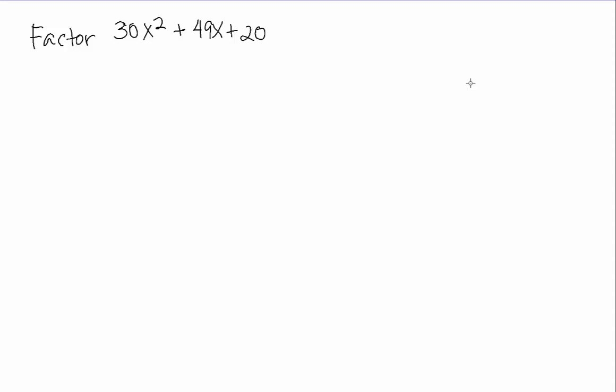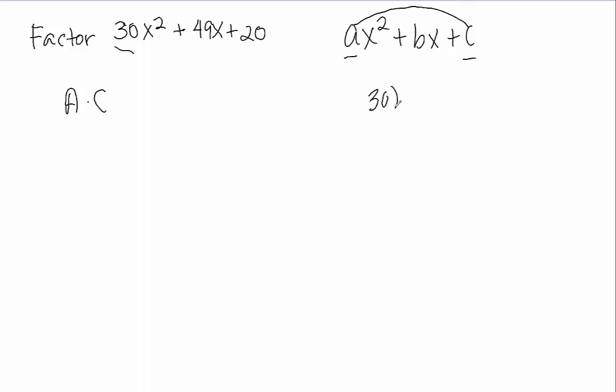So, since the leading coefficient of this trinomial is 30, we're going to have to use what is called the AC method. The AC method comes from when you have a quadratic in standard form: the first term's coefficient, the leading coefficient, is known as A, and the constant is known as C. And so the AC method says we have to multiply these two numbers. So I'm going to multiply 30 times 20, and I'm going to get a big number. It is 600.